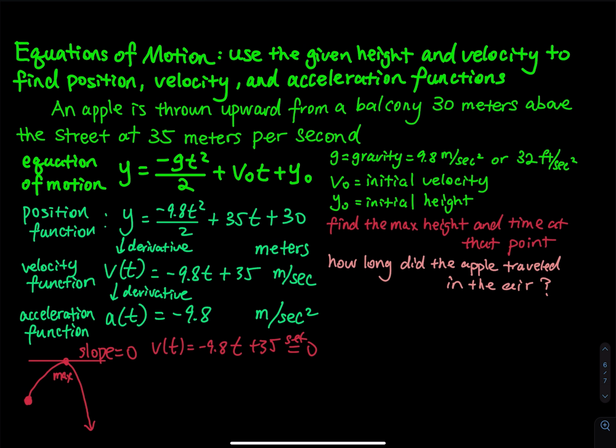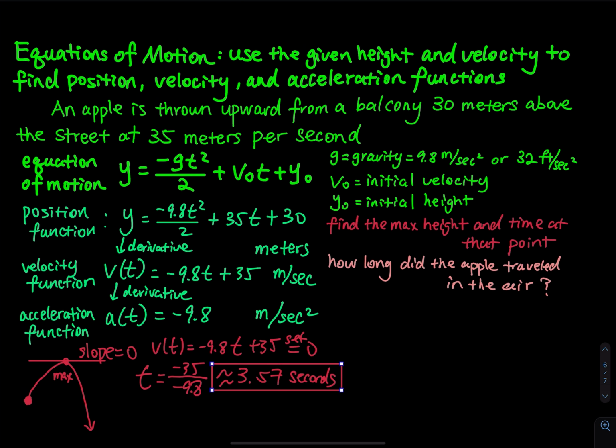What is the time equal to? You will have negative 35 divided by negative 9.8, right? So t is equal to negative 35 divided by negative 9.8. What is that equal to? That is approximately 3.57 seconds, and this is the answer to the first question. So that's seconds of what? You start at time equals 0 seconds, and it takes 3.57 seconds to reach the maximum height.